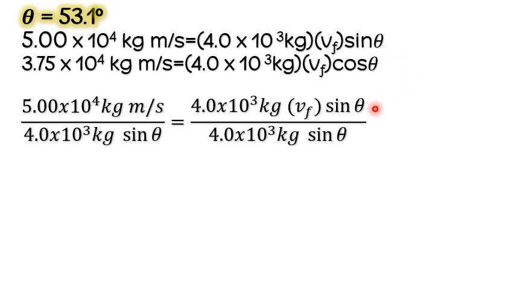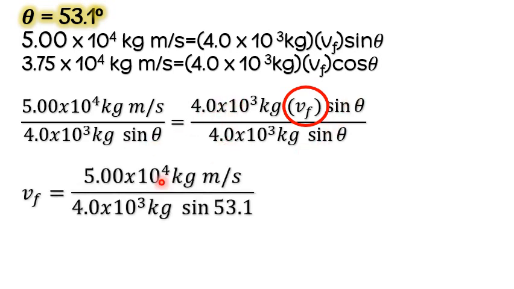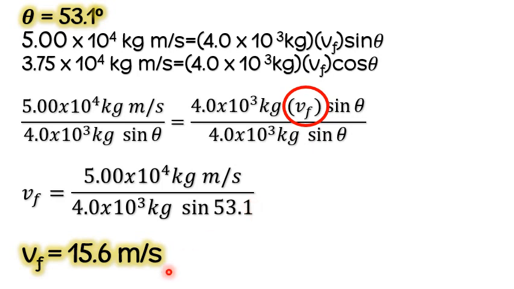Now, we need kasi to isolate VF because that's the unknown. So, therefore, we will divide lahat ng katabi niya para makancel. Divide both sides lang. Okay? So, matatanggal na to lahat ng katabi ni VF. Ang natira na lang, ito. Then, sinubstitute ko lang si theta with 53.1. Then, using your calculators, you can now solve for final velocity. That's 15.6 meters per second.